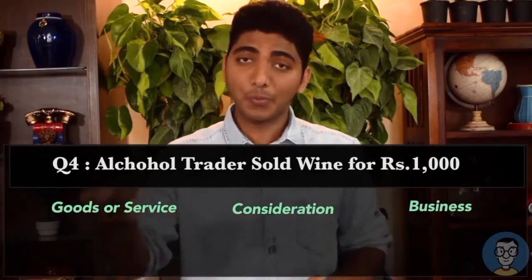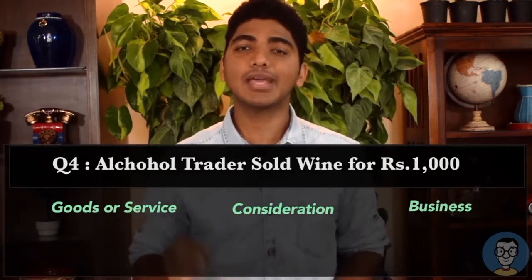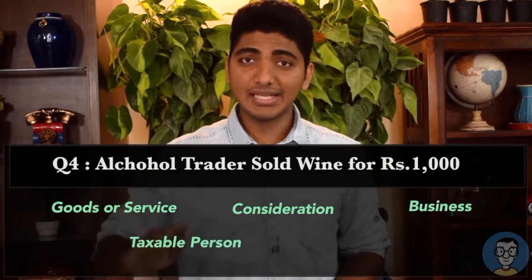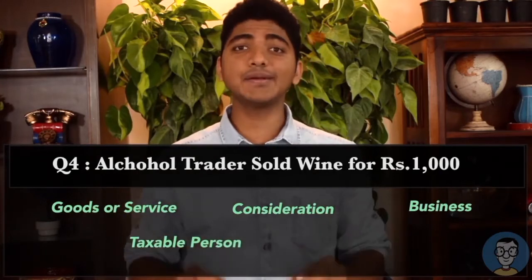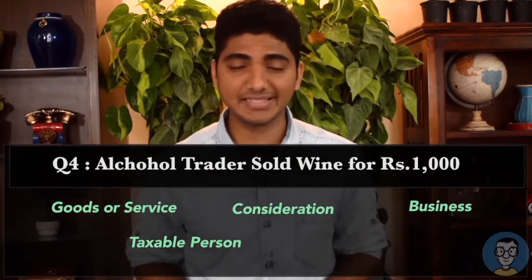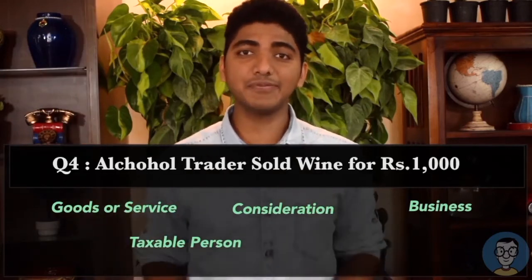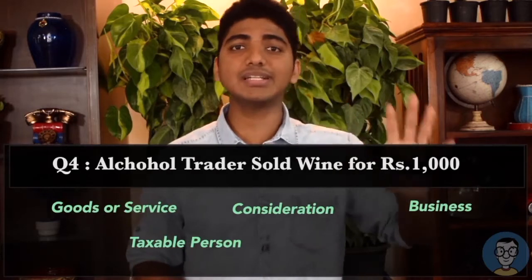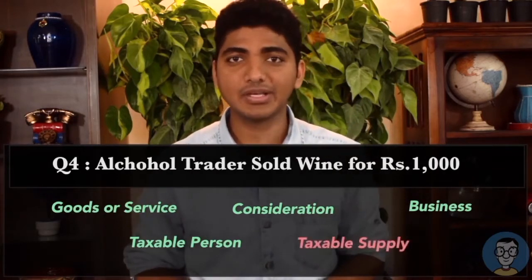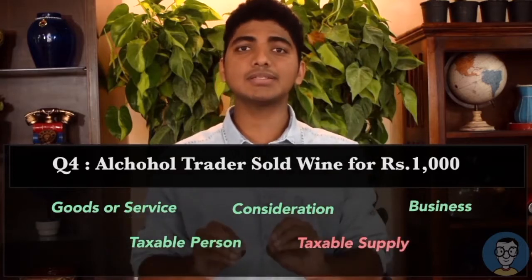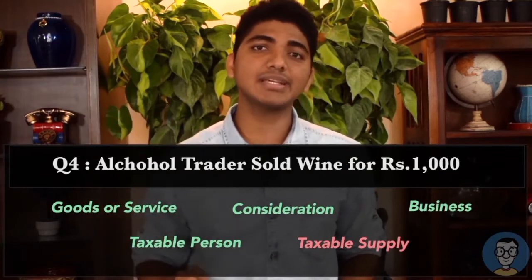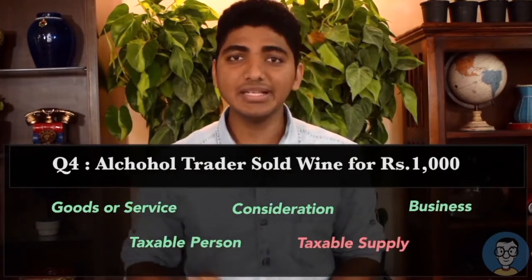Let us see the fourth one. Whether I am a taxable person. I am a taxable person. I am registered under GST. The last criteria, whether selling of alcohol is a taxable supply. In the previous class we did discuss that alcoholic liquor for human consumption is outside the definition of GST. So it is not a taxable supply. So what is that one criteria missing here? It is not a taxable supply.